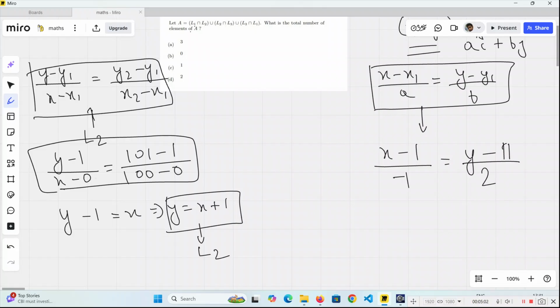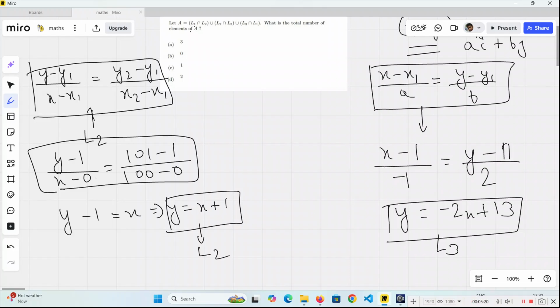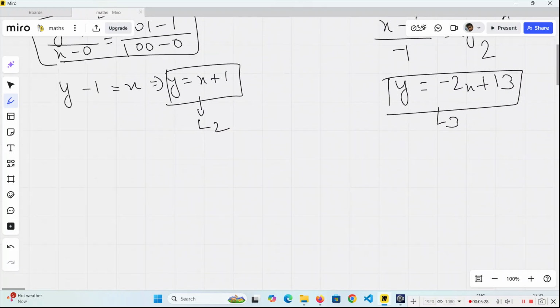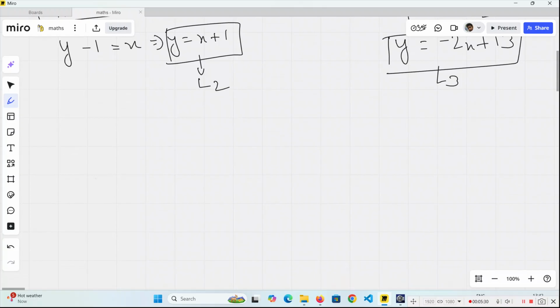Okay, now if I solve this equation simultaneously, I'll be getting minus 2x plus 13. So this is the equation for L3. I got L2 and L3. Now I have got all the equations in front of me.